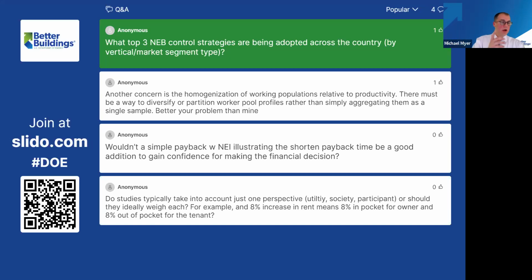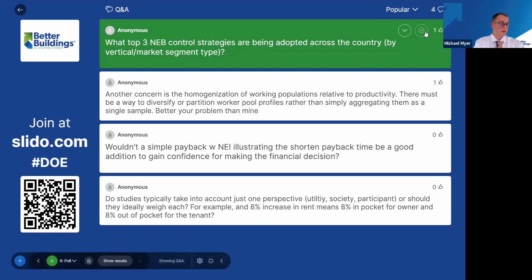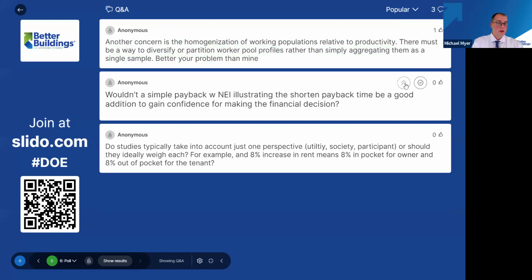I think that's the best answer. It's a good question. It's worth asking about, looking into a little more. So thank you. Wouldn't a simple payback with NEI in illustrating the shortened payback be a good addition to gaining confidence? So the person who asked this question about an NEI with a simple payback, I agree.